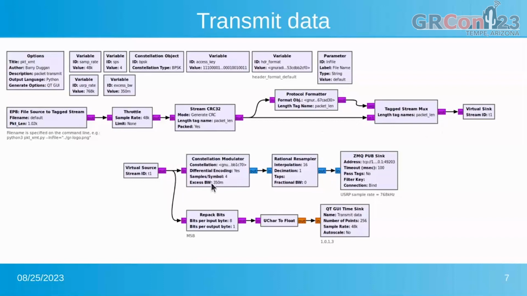Feed that into a BPSK constellation modulator, and then resample the signal to a rate of 768K, which is what I use for all of the modules in my GRControl package, and feed that to the transmitter. And then to get a picture of what's going on, take this transmit signal, unpack the bits, change it to float, and feed it to a time sync.